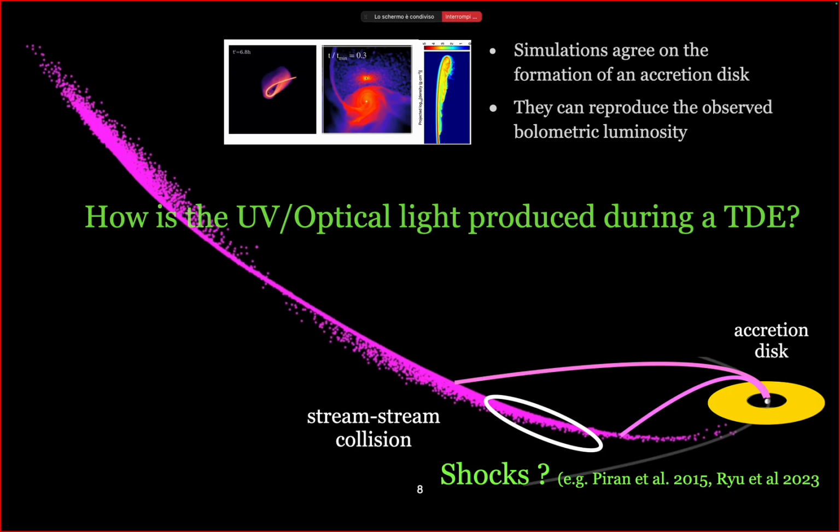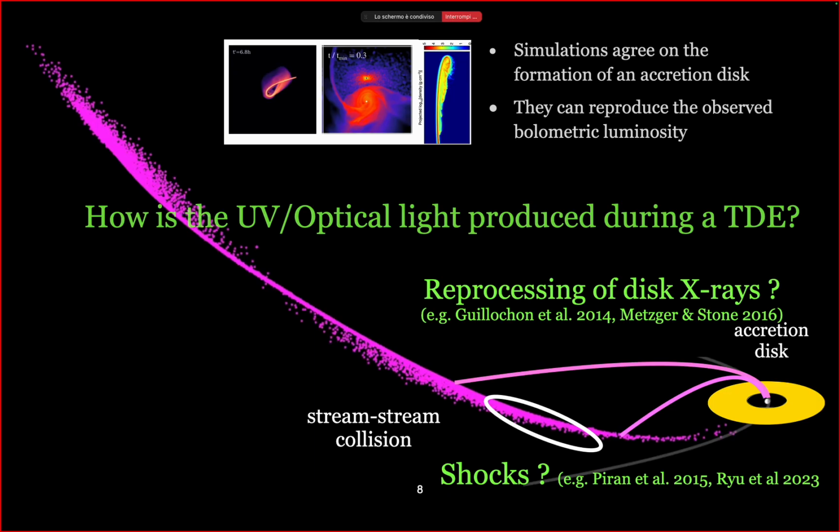It's not a problem. So I was saying that one idea is shocks. Then the other idea is that actually the light is produced by the disk, and the disk produces X-rays. However, maybe we have some layer of gas outside of the disk, maybe produced during the TDE, that could reprocess the X-rays such that we can see just the UV optical.